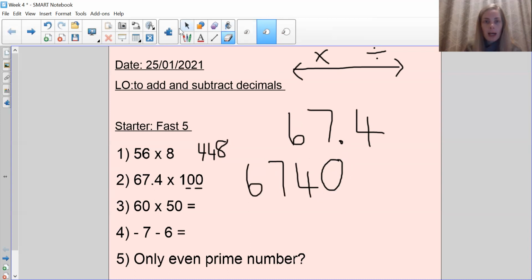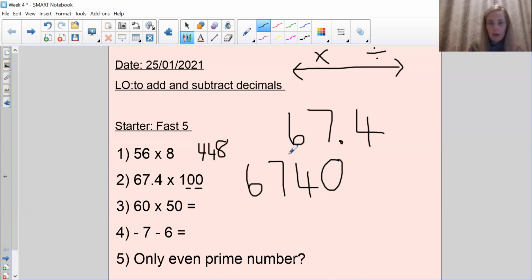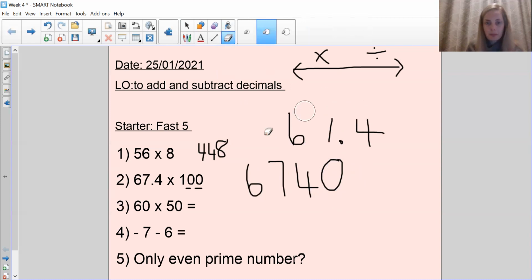So have I moved my digits twice? Let me go and check very quickly. There's my 6, I've gone 1, 2, and I've put it underneath. I've moved my 7 twice, put it underneath. Moved my 4 twice, put it underneath. And then I've got a big gap, so I need to put a 0 there. Okay, so if you wrote that or 0.0, you can give yourself a mark.